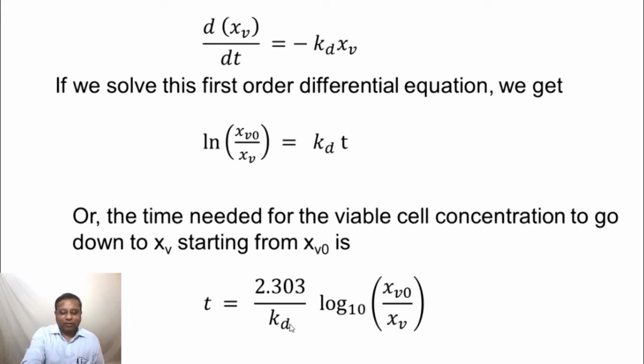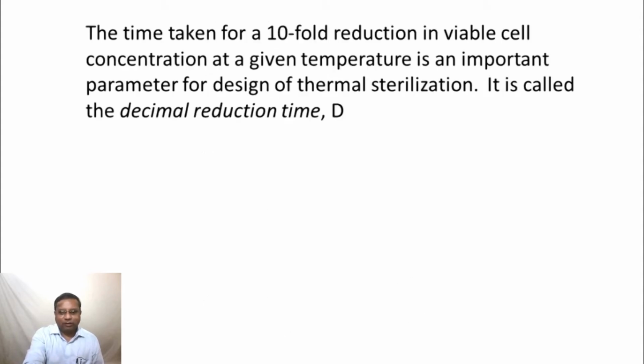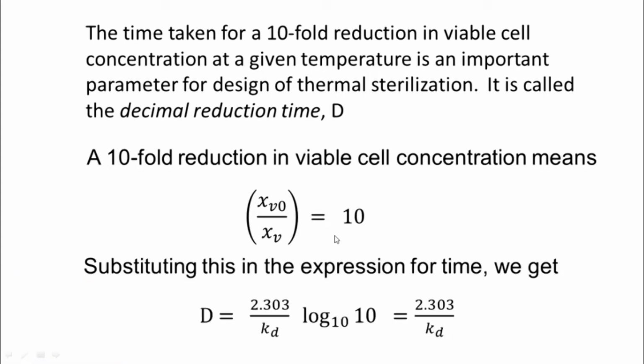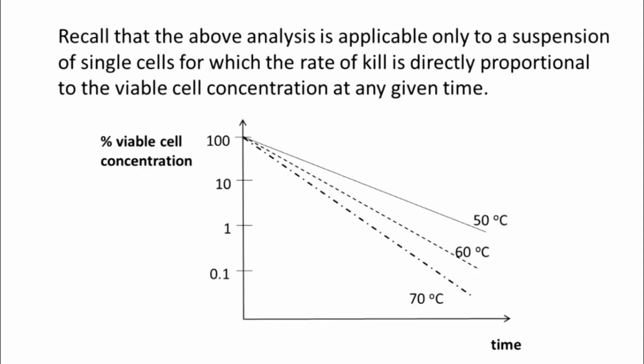So this is what we arrived at, and then we also looked at something called a decimal reduction time, which is the time that is required for a 10-fold decrease in viable cell concentration at a given temperature. For a 10-fold reduction, all we needed to do was replace xv naught by xv to be 10, and then we got the decimal reduction time d as 2.303 by kd. At this point, a problem was assigned.